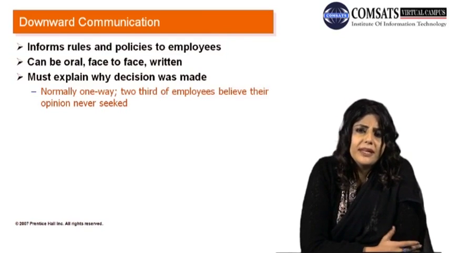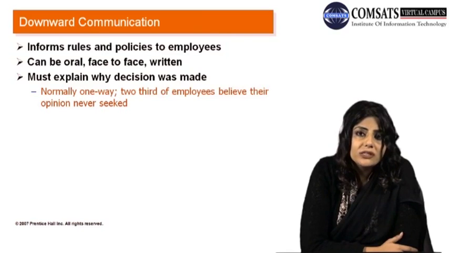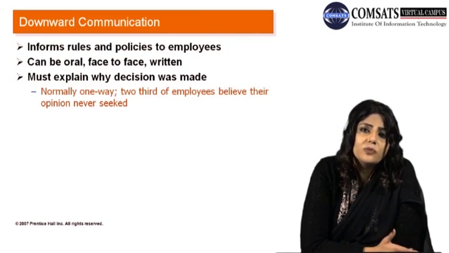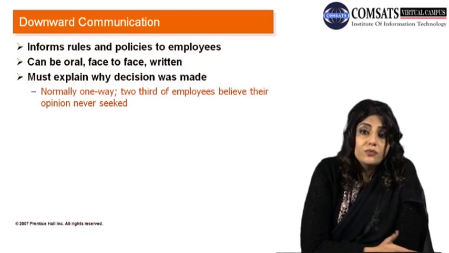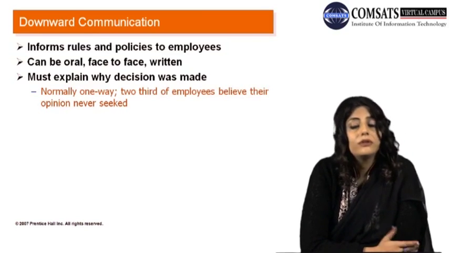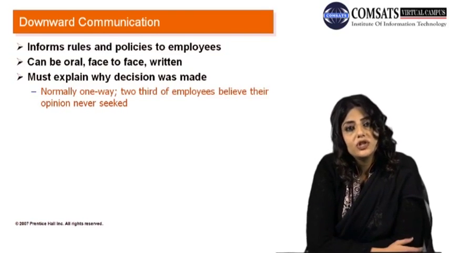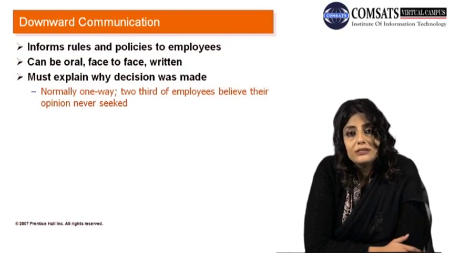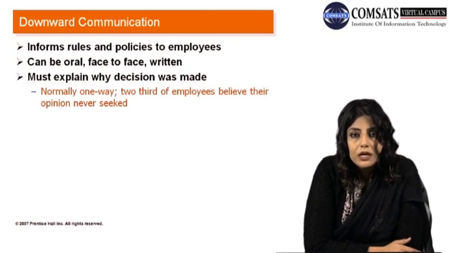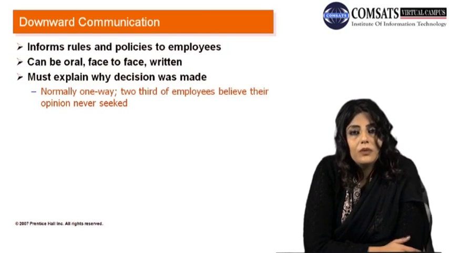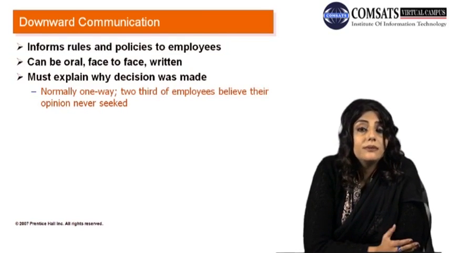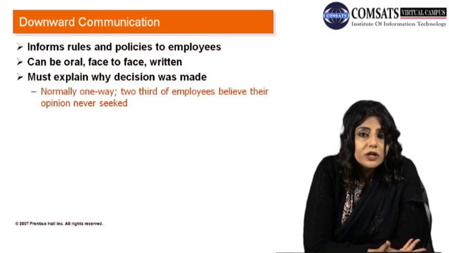So there can be a number of ways when this downward communication is happening. Any communication that takes place between the manager and his employees, or his supervisees, or his workers, that is all downward communication. When the manager is communicating the organizational rules and policies to his employees, that is downward communication, right? So when he's giving some notification to the employees, that is again downward communication.